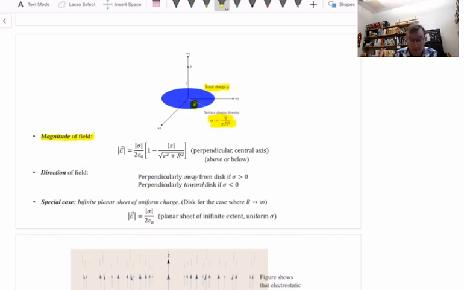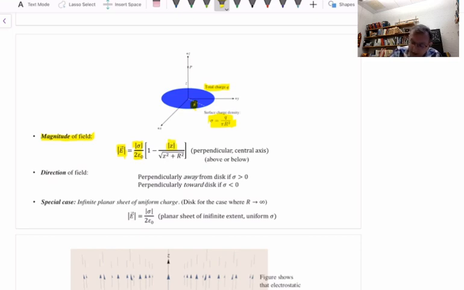First, the magnitude of the field, magnitude only. Notice that notation. Notice what I've written out front. I took my answer right up above and I just put absolute value on the sigma. Absolute value of sigma over 2 epsilon 0. Why? The disk could be negatively charged. If the disk is negatively charged, sigma is negative. Then, in brackets, 1 minus absolute value of z over z squared plus r squared.